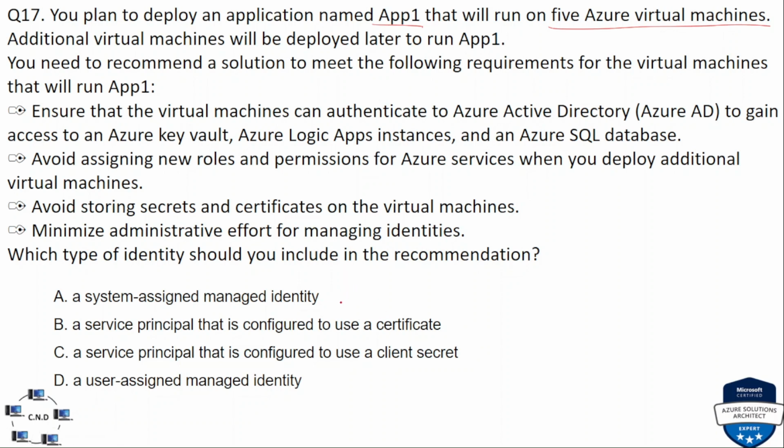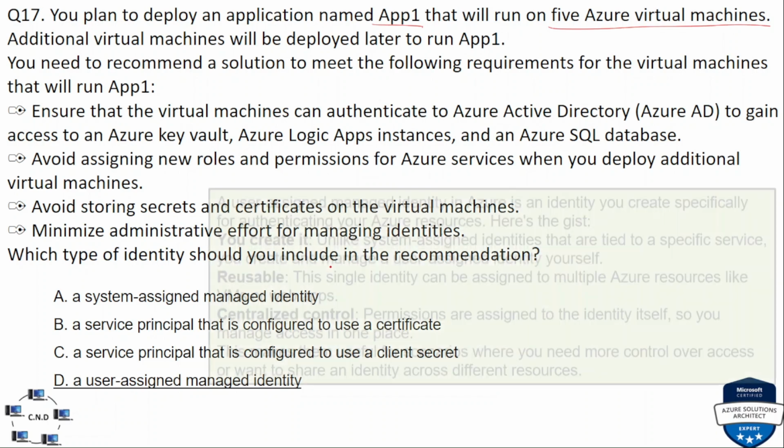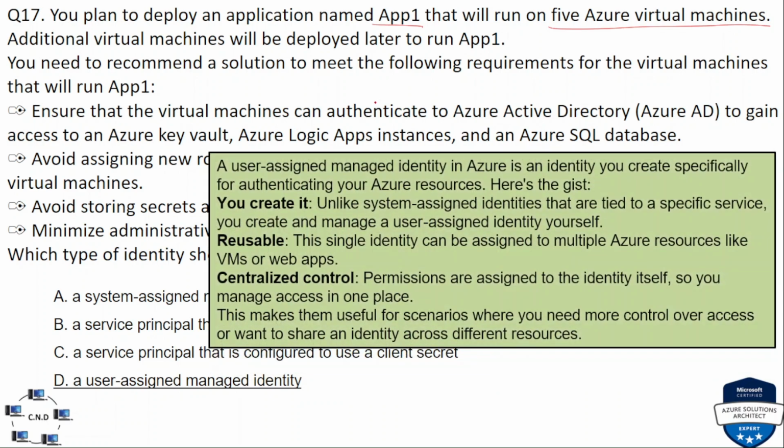And the correct option is a user assigned managed identity. So option D should be your recommendation to run App1 on Azure VMs that have these 4 requirements. A user assigned managed identity in Azure is an identity you create specifically for authenticating your Azure resources. Here is the gist. You create it. Unlike system assigned identities that are tied to a specific service, you create and manage a user assigned identity yourself.